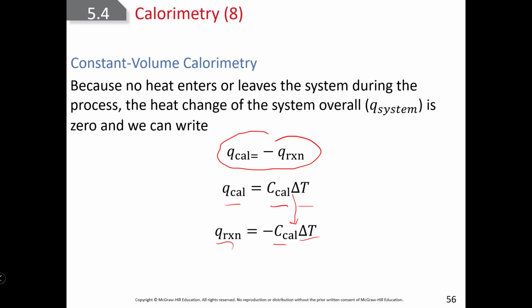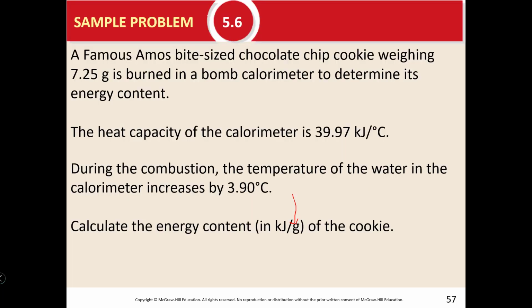All right, so let's look at a problem. For a famous Amos bite-sized chocolate chip cookie, we'd like to know, we got 7.25 grams burned in a bomb calorimeter. We'd like to determine its energy content. So we're trying to figure out how many calories or joules of energy are in a 7.25 gram sample of a famous Amos cookie. The first thing is the heat capacity of the calorimeter has to be determined.